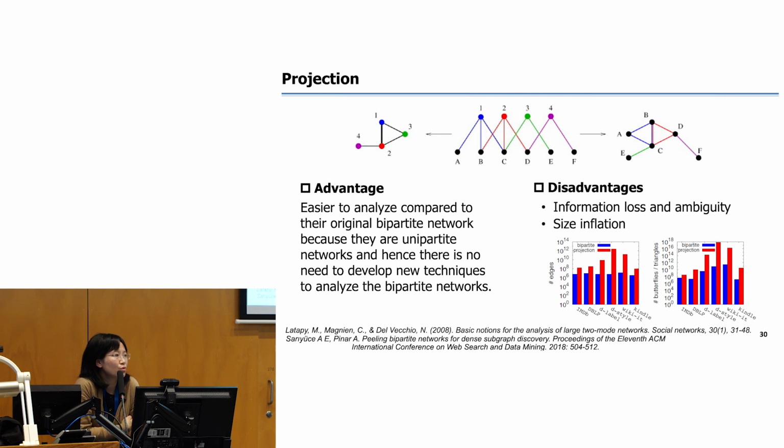The second disadvantage is that if this bipartite graph is dense, let's consider, for instance, there are m vertices in the upper layer and n vertices in the lower layer. In an extreme case, if it's a clique, where all the vertices in the upper layer are connected with the vertices in the lower layer, then in this bipartite graph we have m times n edges, right? But after the projection, what is the number of edges in the resulting unipartite graph?